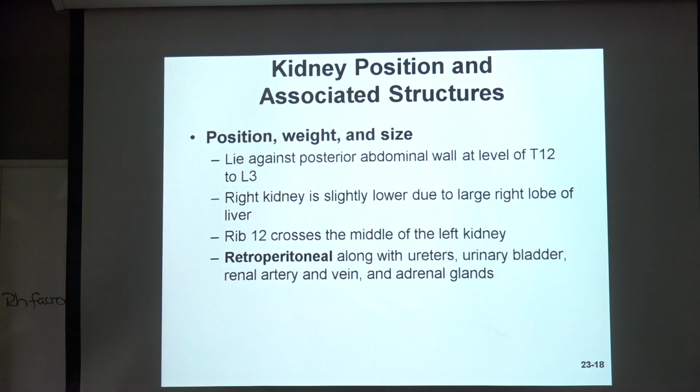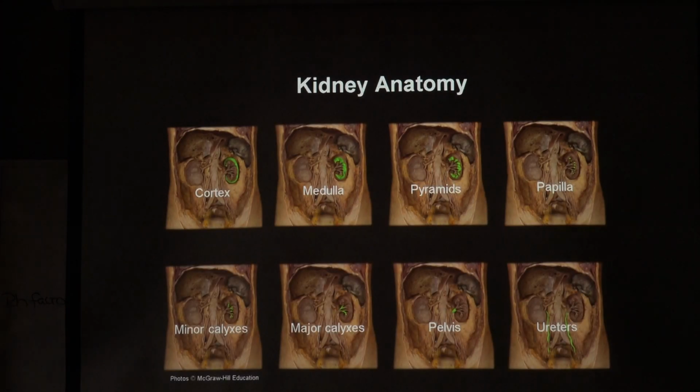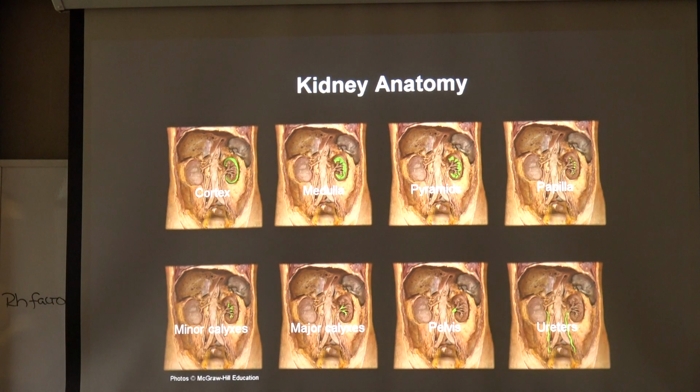So here we go. Size and position, generally posterior to the abdominal wall, T12 to L3. Right kidney is slightly lower because of the liver, and they are considered to be retroperitoneal, along with all of the other organs, the ureters, the urinary bladder, renal artery, renal vein, adrenal glands. Okay. Now we're going to go through all of the parts and pieces.